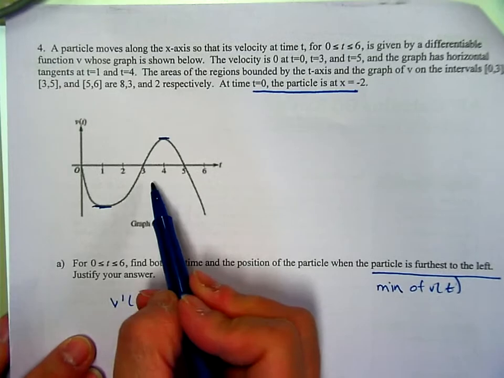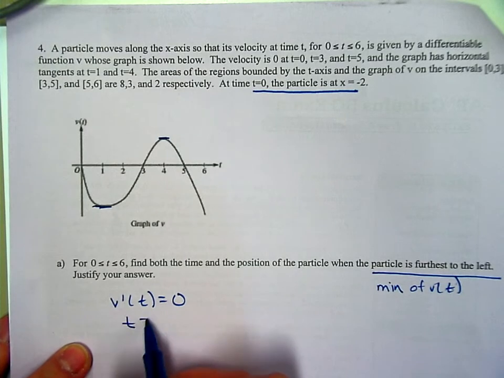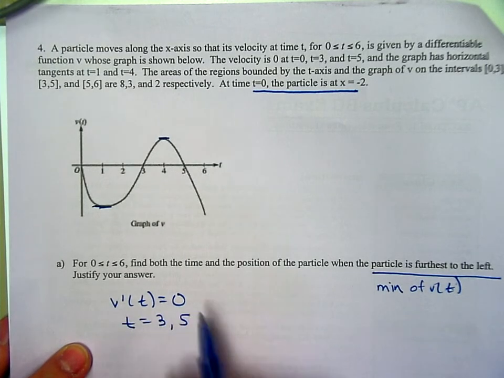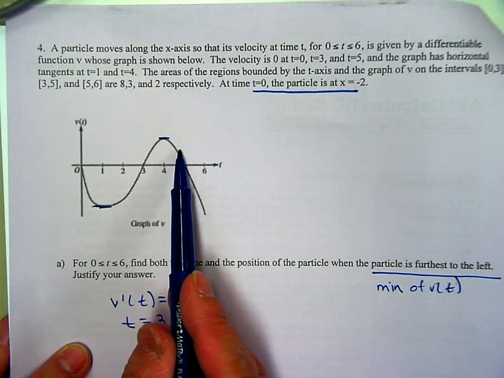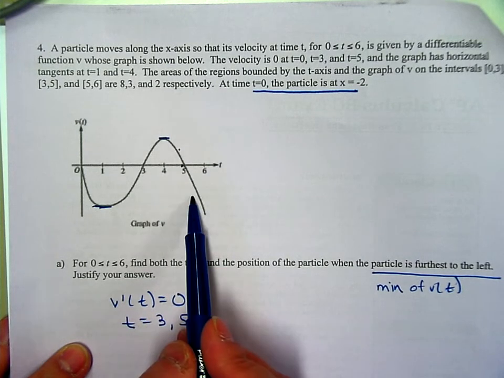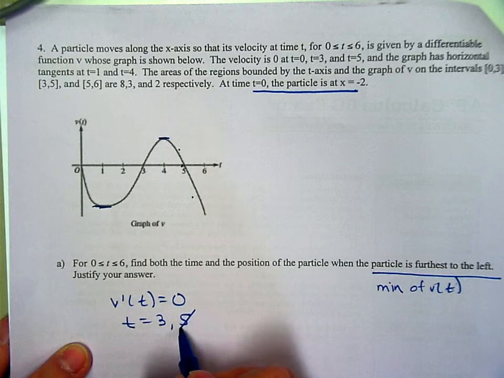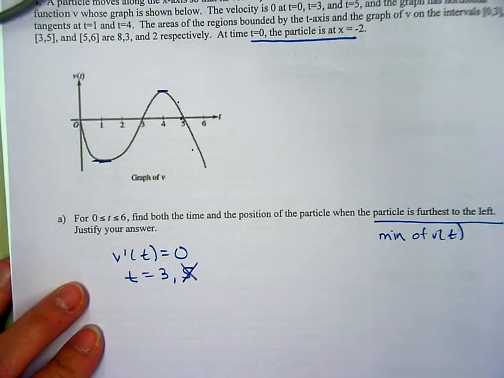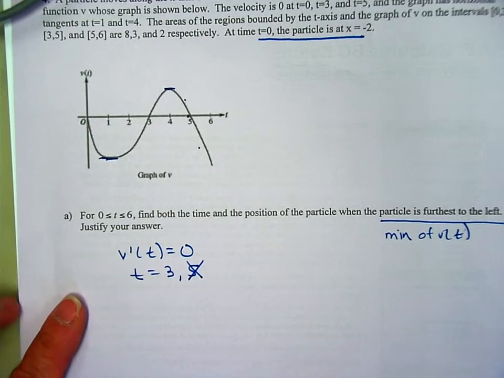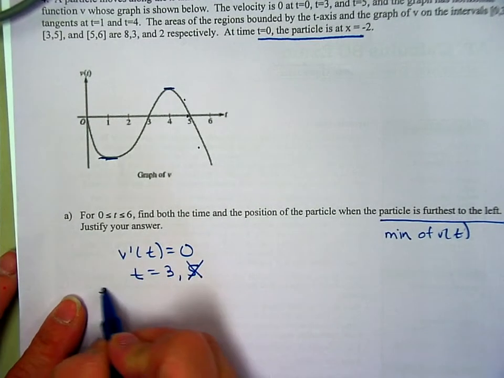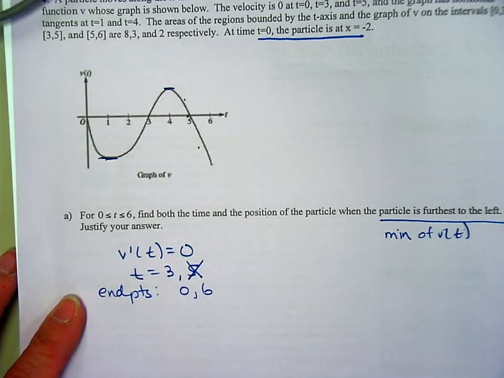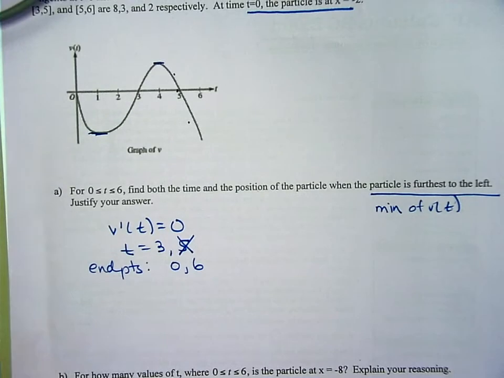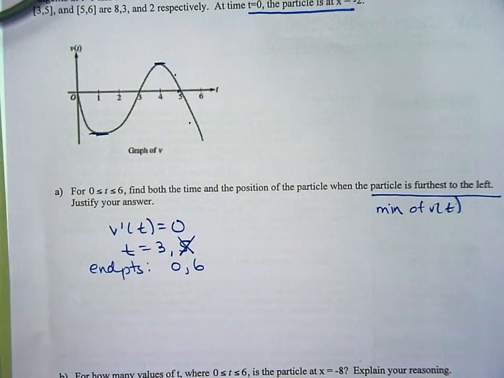If I look at the graph, my possibilities are 3 and 5, but I know that 5 cannot be a min because the sign of the velocity goes from positive to negative, so 5 is a max. So that can't be a minimum anyway, since I'm looking for the absolute min. The only other possibilities are your endpoints, right? Anytime they're asking you to find absolute min, check your critical numbers and your endpoints. So these are my possibilities.